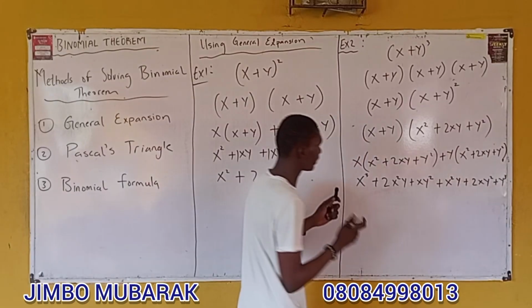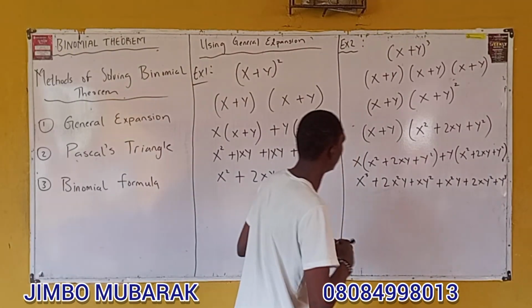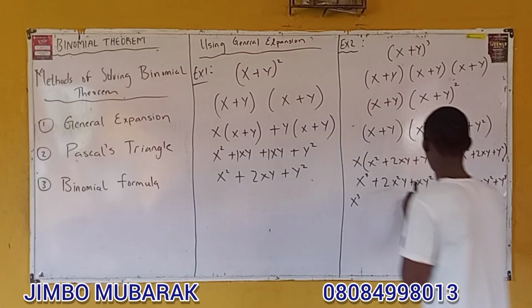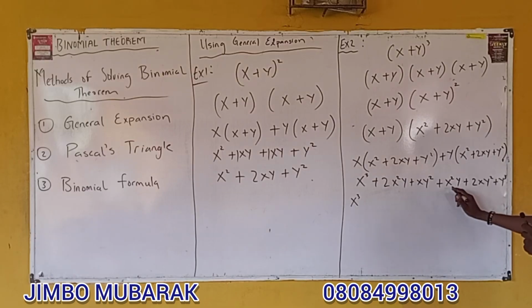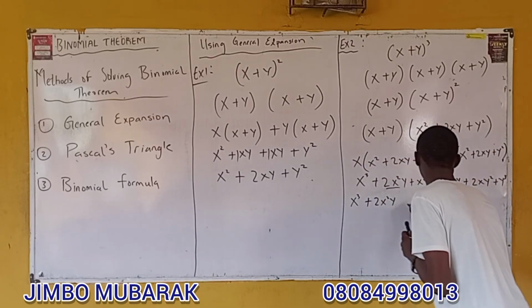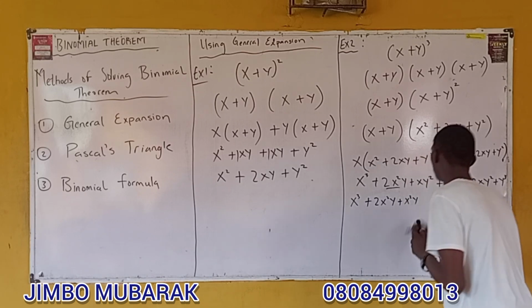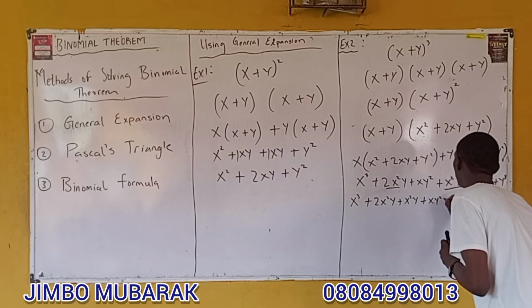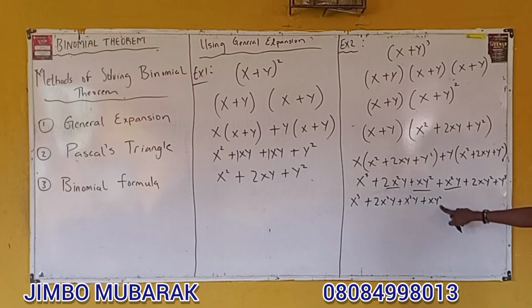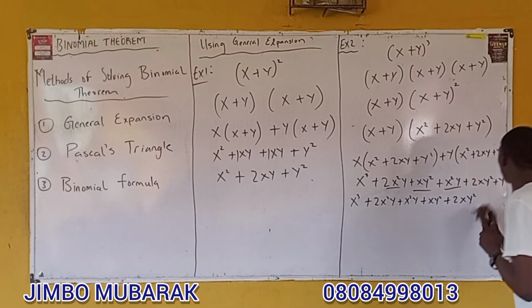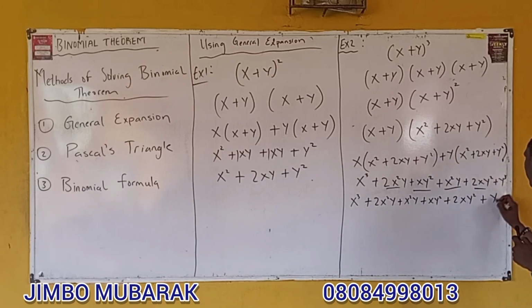So then we can look at the like terms and bring like terms together. That is x cube. Where do we have x square y? We have it here and here: 2x square y plus x square y. What do we have next? xy square plus 2xy square. Then we have plus y cube.